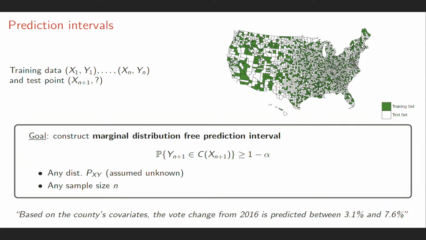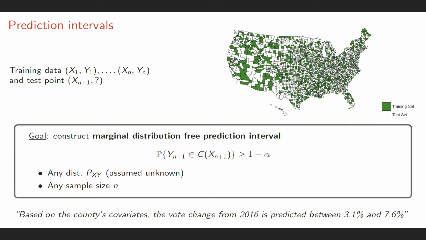And for each unreported county, you want to issue not a point prediction about the vote change, but a prediction interval that would contain the true label a certain fraction of the time, so that you can inform your readership about what you really know about the election.